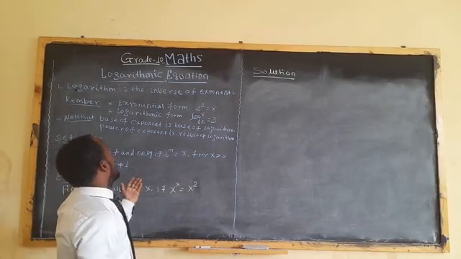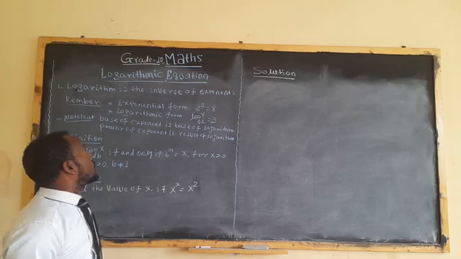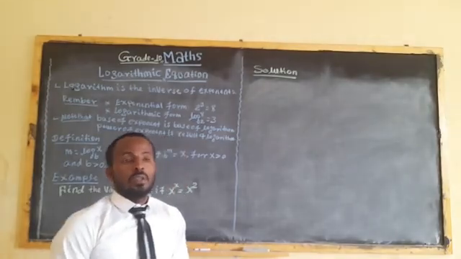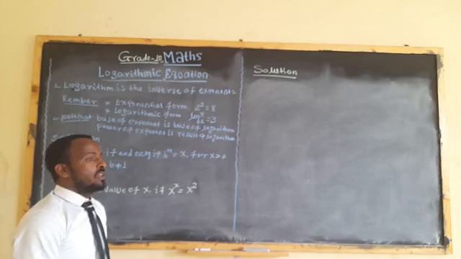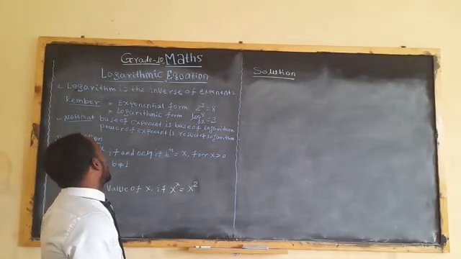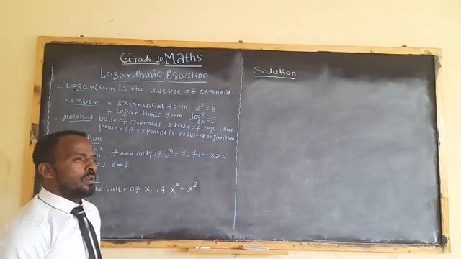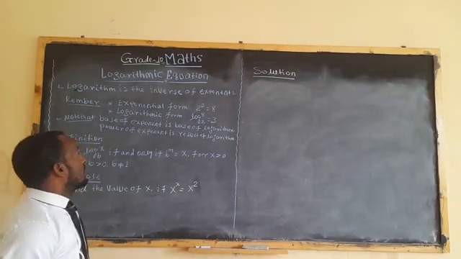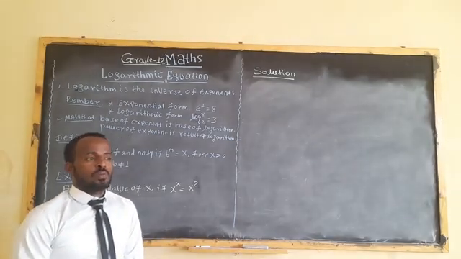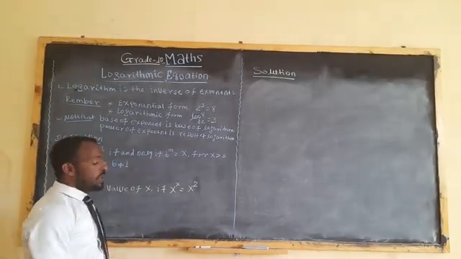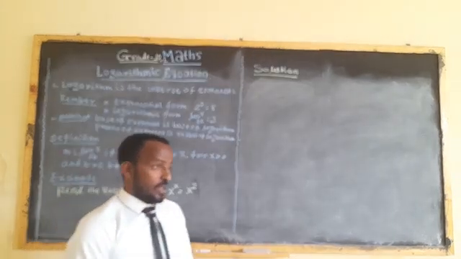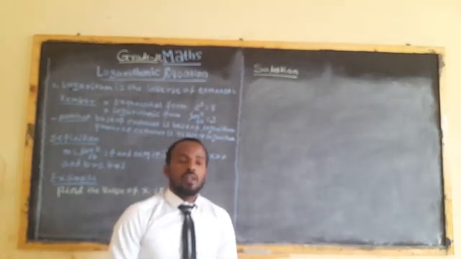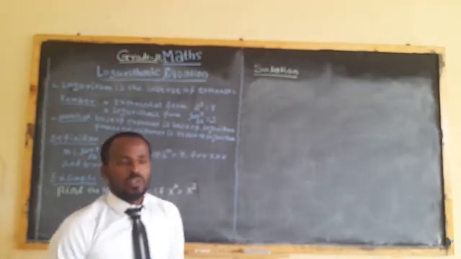As I have tried to introduce today's discussion in detail, this is logarithmic equation. Logarithmic equation can be defined as the inverse of exponential equation. It says logarithm is the inverse of exponents, which means if we are given exponents, we can change that exponential equation to logarithmic equation.